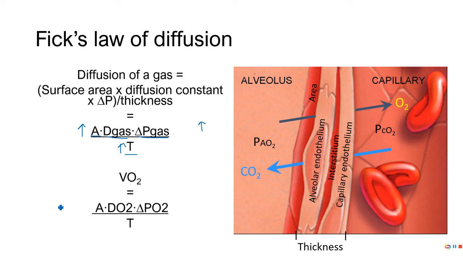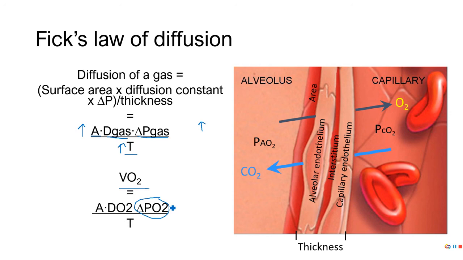So if we're looking at oxygen uptake, it's the surface area where oxygen can diffuse times the diffusion constant of oxygen times the pressure gradient divided by the thickness. Now this especially is going to be really important towards the end of the semester when we talk about going to altitude. Okay, we have a reduced gradient at altitude, so it's actually more difficult to get oxygen inside your bloodstream. Okay, but you've got a few weeks to wait before we get there.